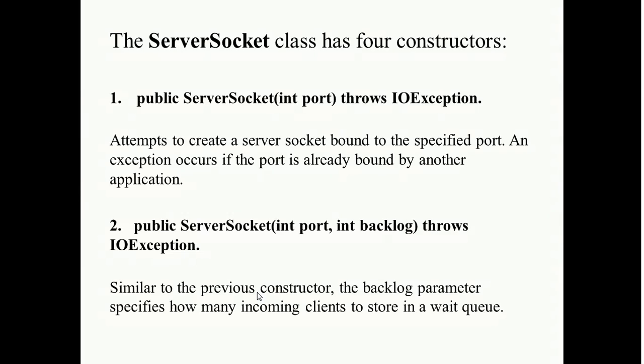Second constructor is public ServerSocket having two parameters, int port and int backlog, and it throws IOException. Similar to the previous constructor, the backlog parameter specifies how many incoming clients to store in the wait queue.